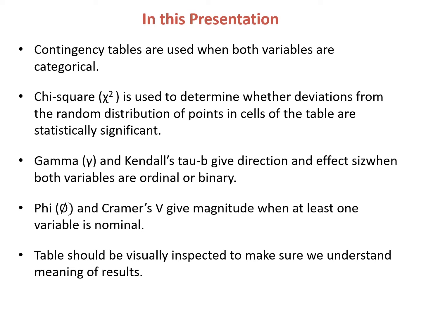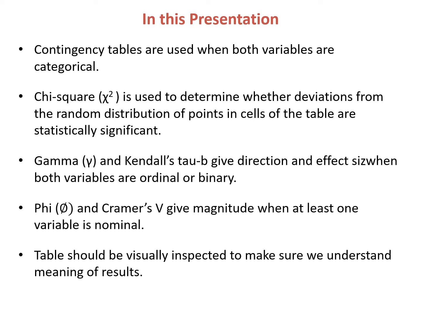Chi-square is used to test whether the data are distributed randomly in the cells of a contingency table. It determines whether variations from randomness are statistically significant, and thus is seen as a test of whether the variations are independent of the random distribution of points.